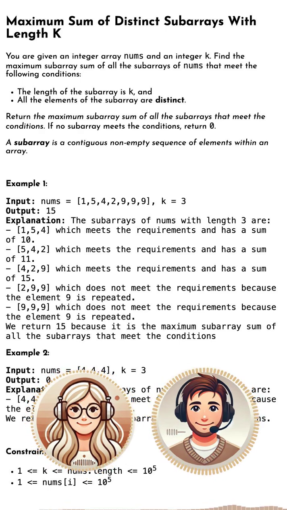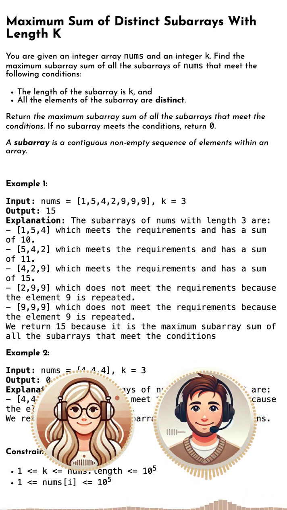So we move the left pointer. Exactly, one step to the right. So it's now at index 1. And we remove the element at index 0, which is 1, from both the current sum and the dictionary. You got it. So our current sum becomes 9, and our dictionary is now 4, 1, 2, 1, 3.